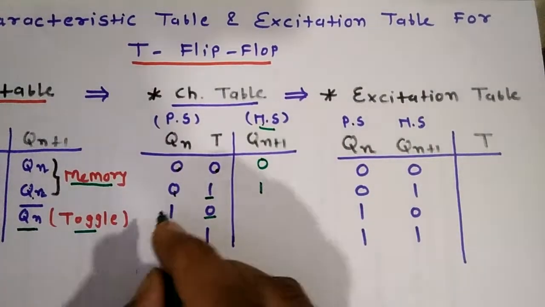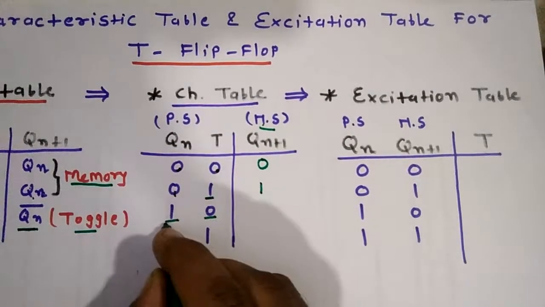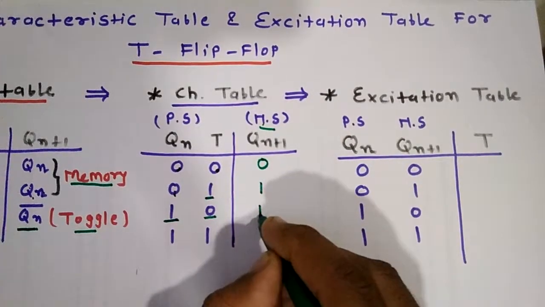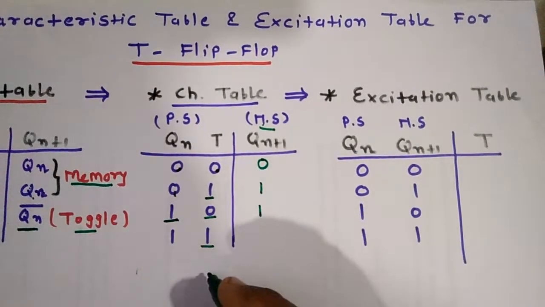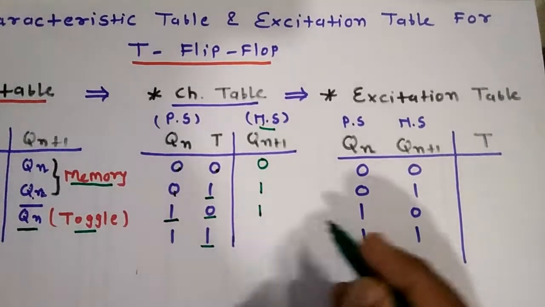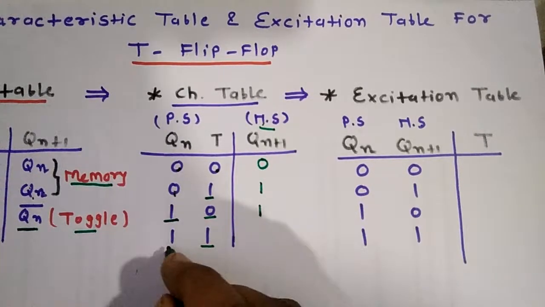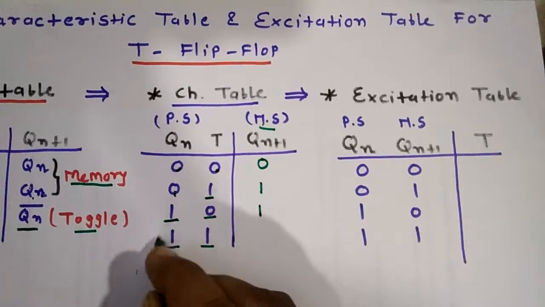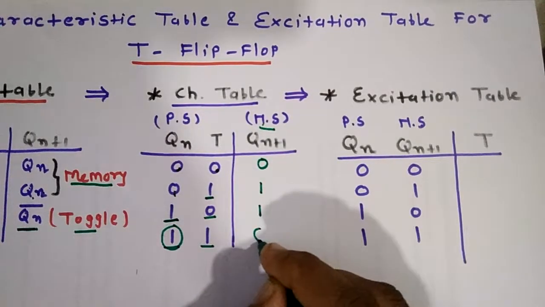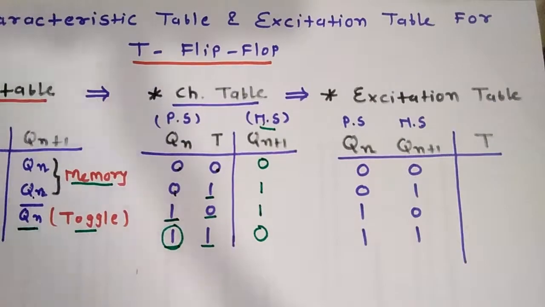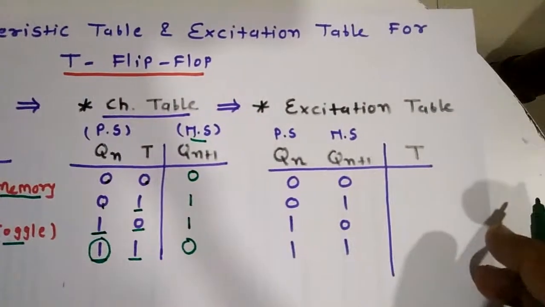If T is equal to 0, then output is again Q of n. So Q of n is equal to 1, so output is 1. If T is equal to 1, then output is complementary of Q of n. So here Q of n is equal to 1, so complementary of Q of n, which is 1, is equal to 0. So this is the characteristics table of T flip-flop.